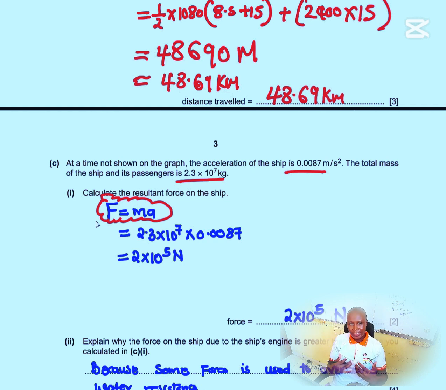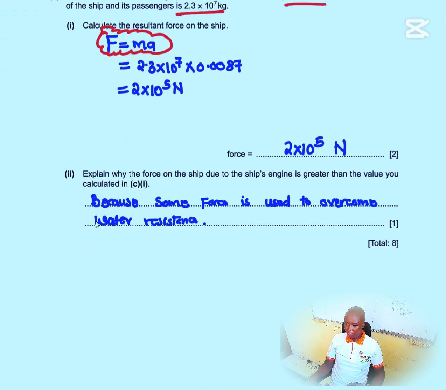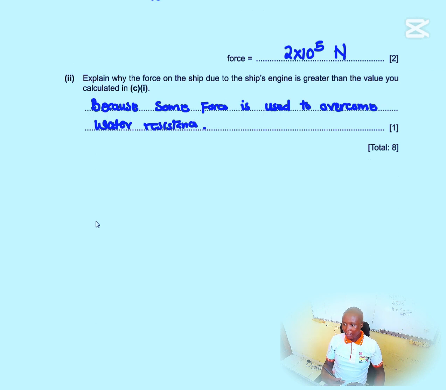That's when a force is applied on an object, it is going to accelerate. And if you take the mass of the object times the acceleration, you get the force that acted on that particular object. We're supposed to explain why the force of the ship due to the ship's engine is greater than the value calculated. Something that we need to realize is that some of the forces exerted from the ship's engine is used to overcome air resistance and also water resistance as the ship is moving through the ocean.